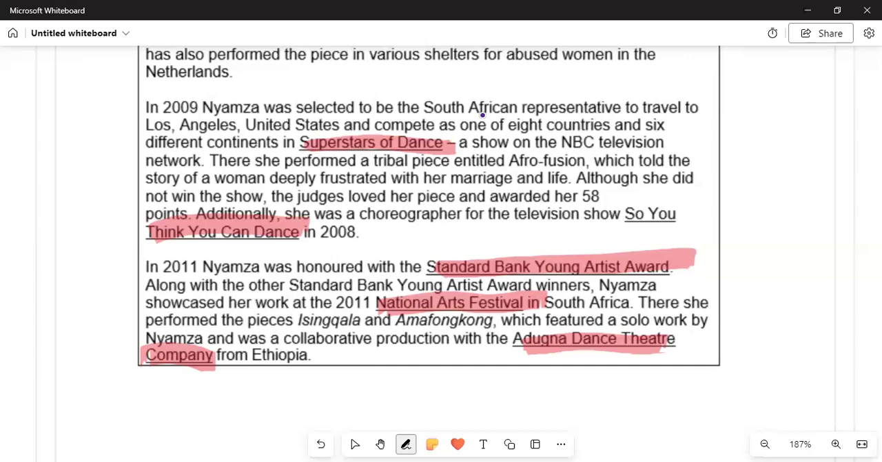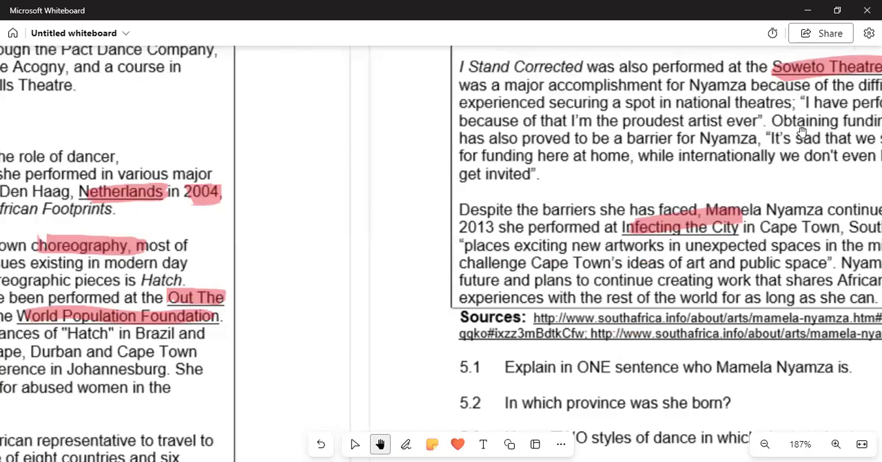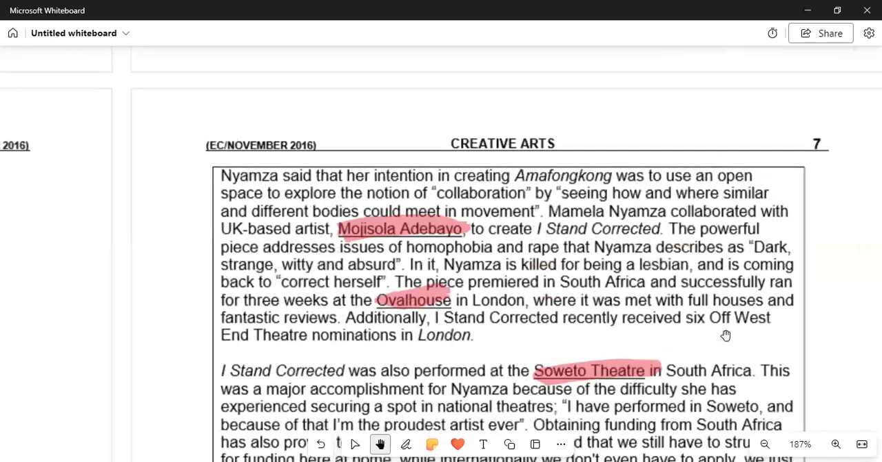There she performed the pieces Isi, Kala, and Amafoko Home, which featured a solo work by Nyamza and was a collaborative production with the Ugna Dance Theatre Company from Ethiopia. Nyamza said that her intention was to use an open space to explore the notion of collaboration. When people are collaborating, it means people are coming together, seeing where similar and different bodies could meet in an environment or in a movement.